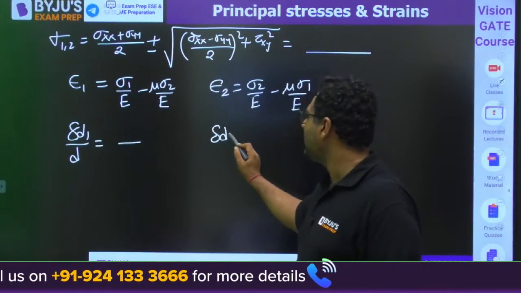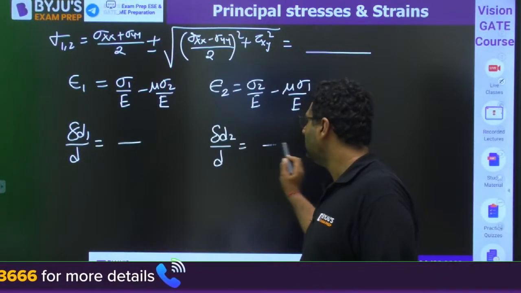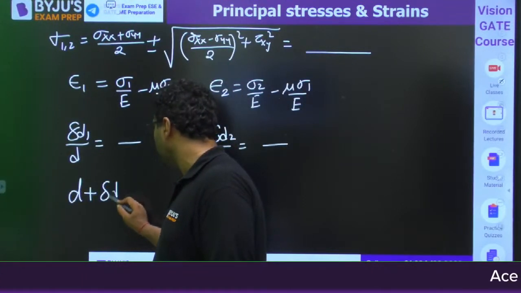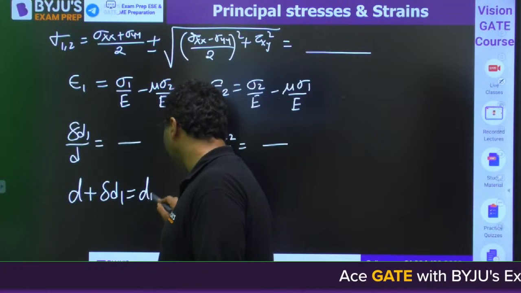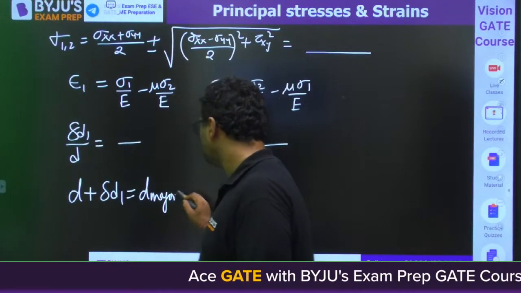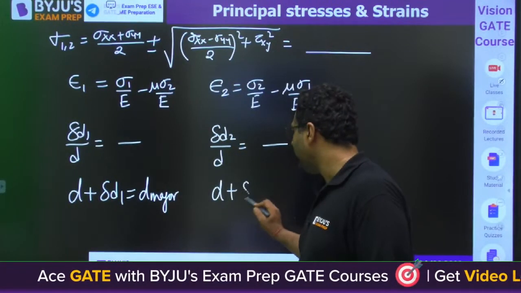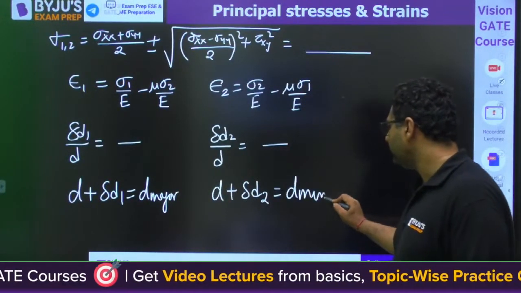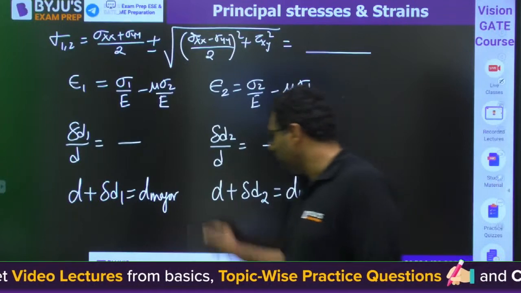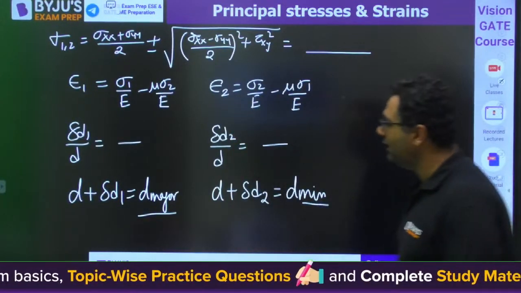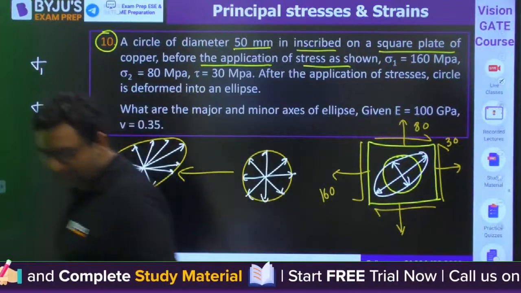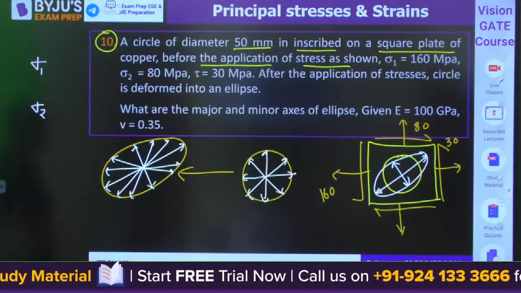Epsilon 2 is delta D2 by D. When you add D plus delta D1, it will give you the major diameter. When you go for D plus delta D2, you will get the minor diameter. These will give you the major and minor diameter of the ellipse. That will be your final answer. Try this, it is a wonderful question.